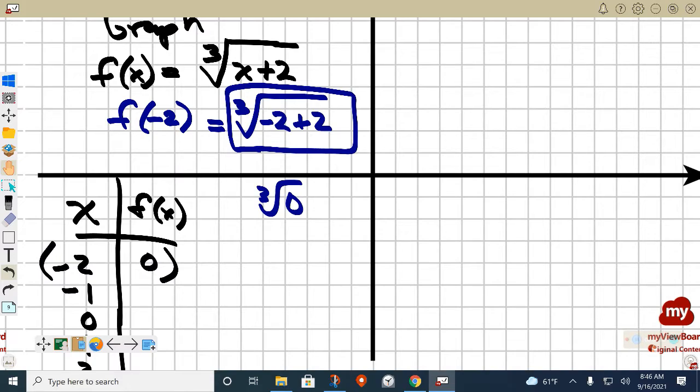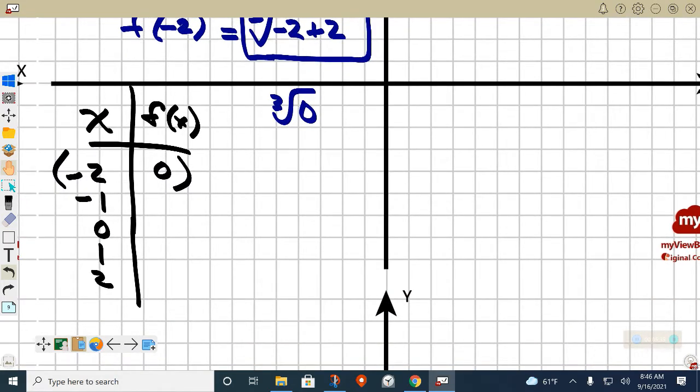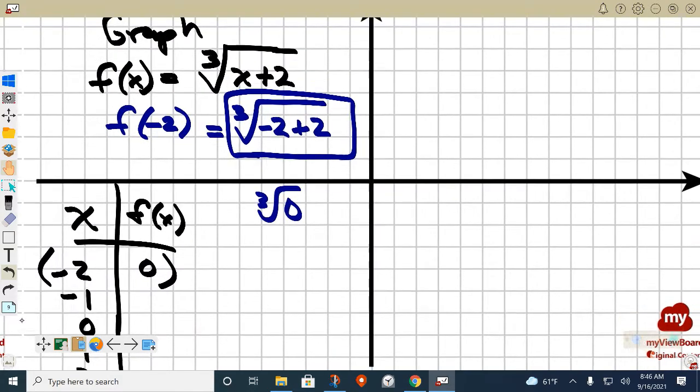Okay. I'm not going to plot them yet. Let me just finish the table, and then we'll plot all the points together. Let's just go back to the drawing board, our function machine. And the next input in line is what? What's the next input? Negative 1. So we're done with negative 2. Let's input negative 1 into the function machine.